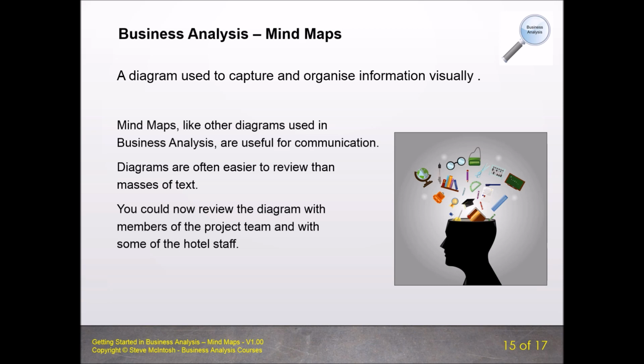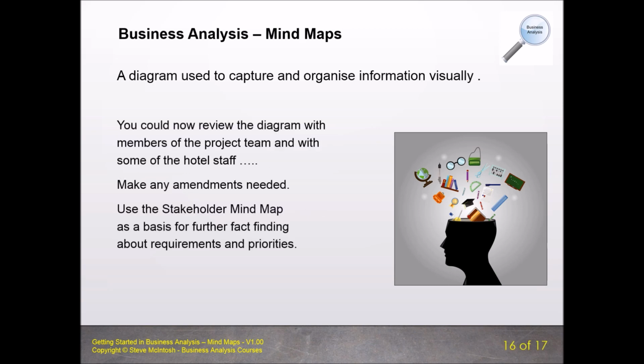So, mind maps, like other diagrams in analysis, are a really useful tool for communication. They're easier to review than masses of text. So what you could do now is take the diagram that you've drawn up to other members of the project team and maybe some of the other stakeholders, like members of the hotel staff, and talk them through it, review it, find areas that you've misunderstood, areas that need expanding on, and generally improve it to capture a full view of the stakeholders for the project.